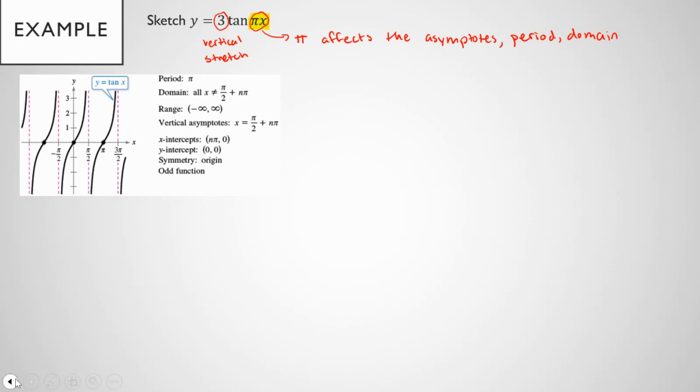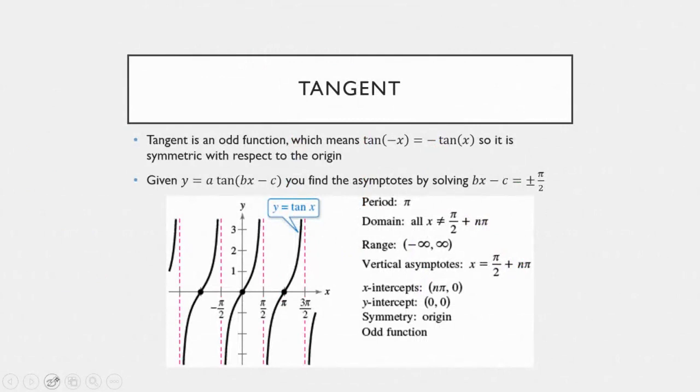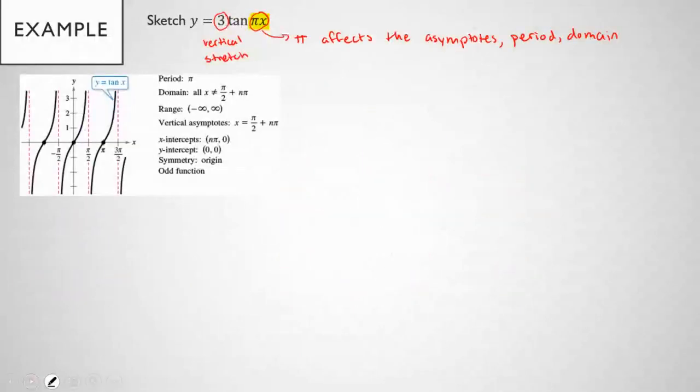Going back, the key that we're going to be doing here is that we're going to start by finding the asymptotes, and we are solving this equation for when we have tangent, where you can see that bx minus c, that's whatever's inside the tangent. So you set that equal to where the initial asymptotes are, pi/2 and -pi/2. And then when you solve for x, that will tell you where the new asymptotes are. So we're going to start with that.